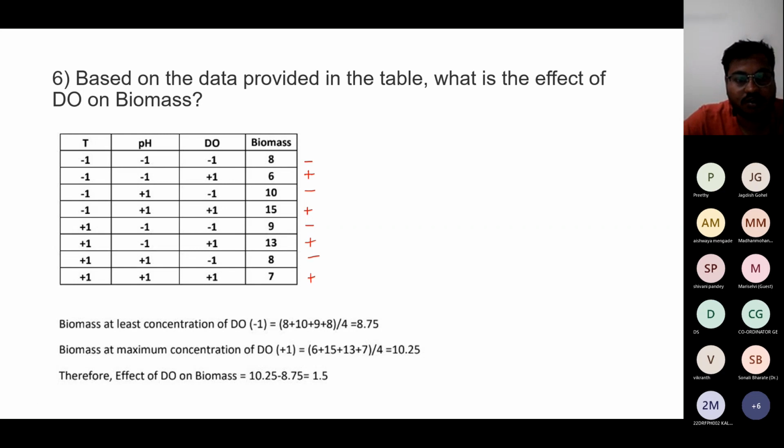Is that clear? And is it necessary to round up the figures, sir? Now 1.5, can it be considered as a 2? No, no, no. You don't need to round them off.